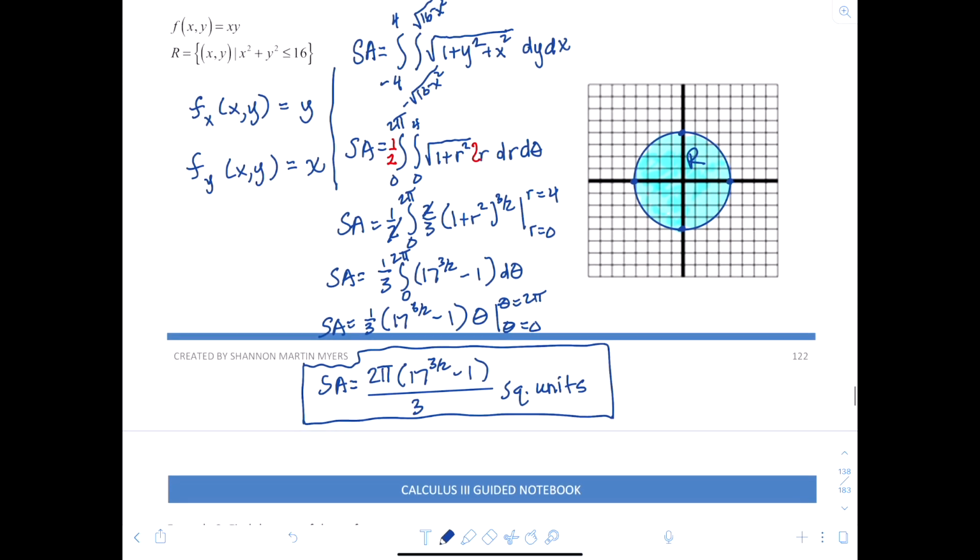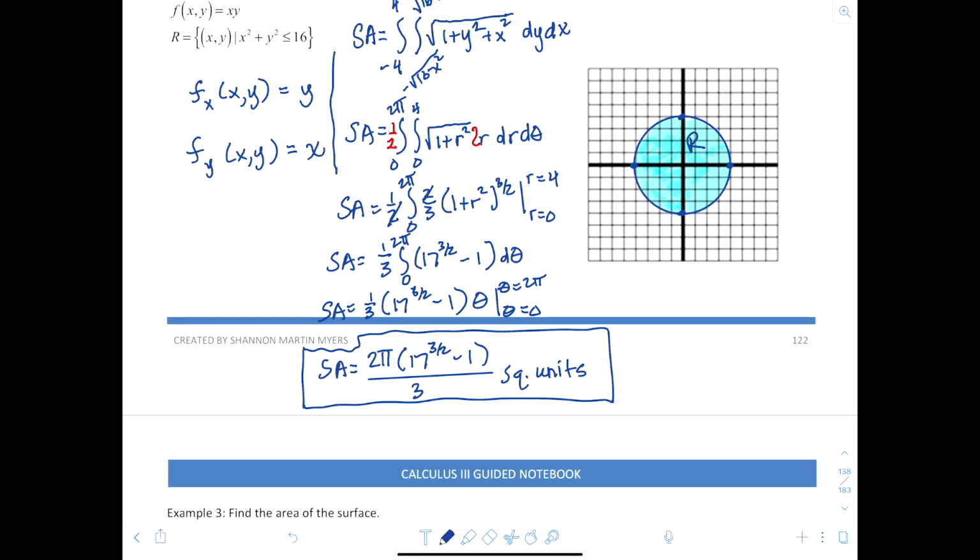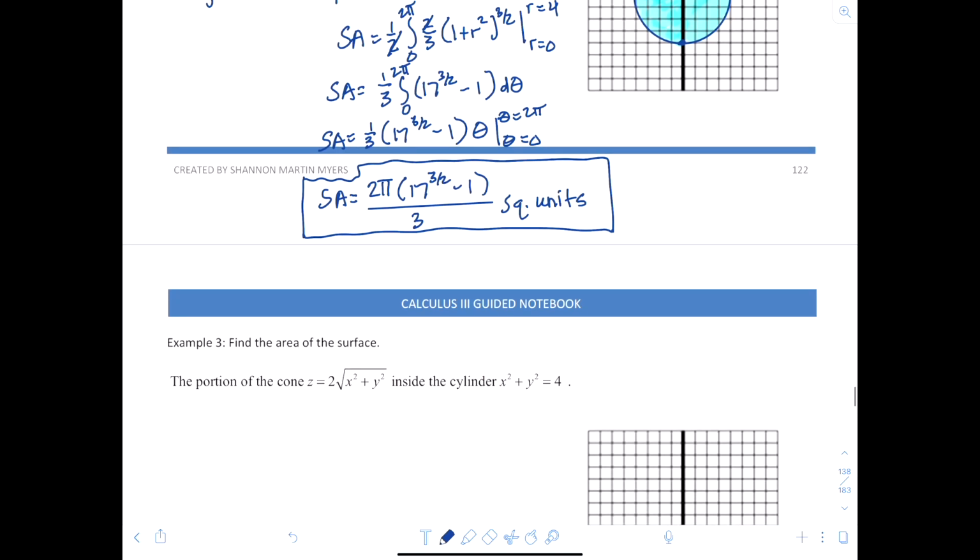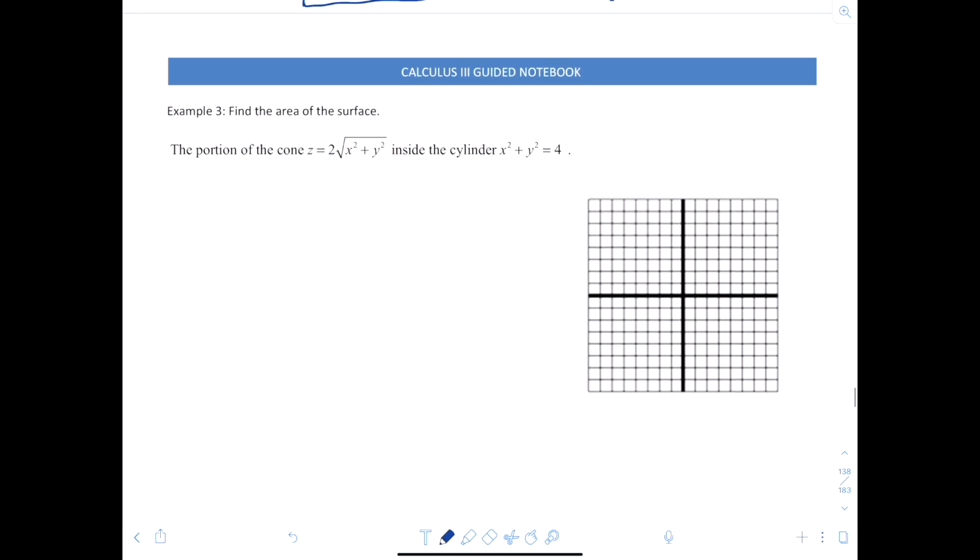And so here we go. Another example. Find the area of the surface. So what we're looking for is the portion of the cone, z equals 2 times the square root of x squared plus y squared, inside the cylinder, x squared plus y squared is 4. So let's check that out. Our region R is going to be that circle. So the circle with radius 2 is our region R.